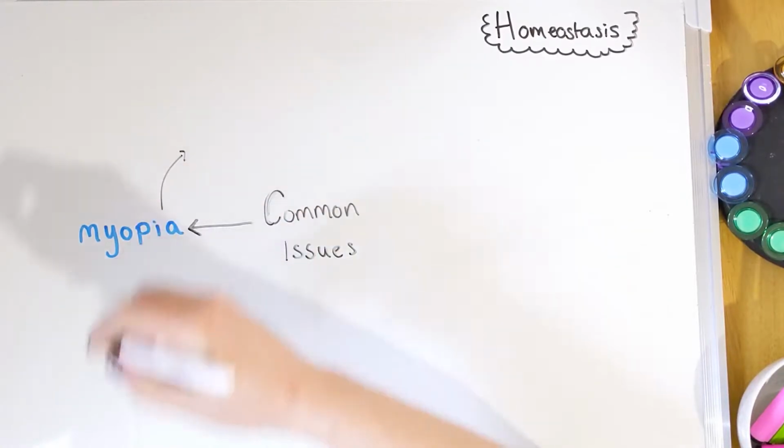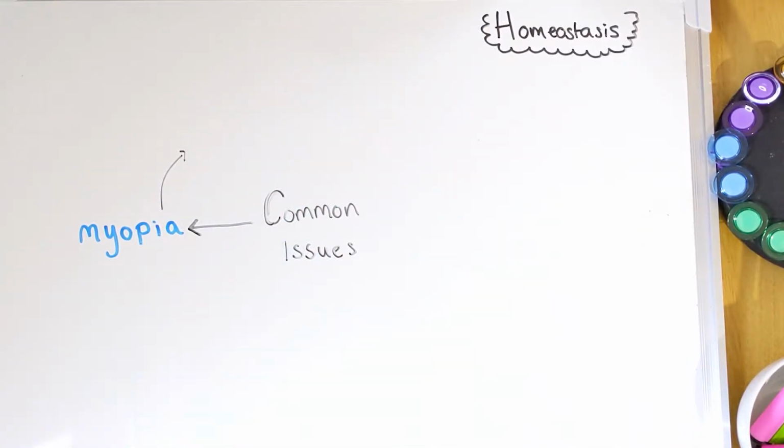Myopia means that you are short-sighted, as I've said, so you can't focus clearly on objects that are far away. The only sight you have is stuff that's not far away.